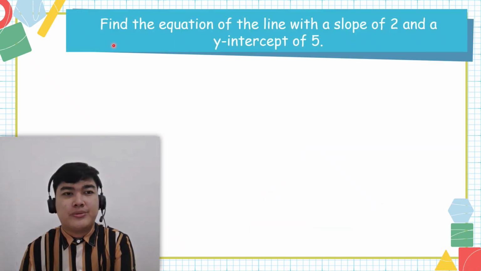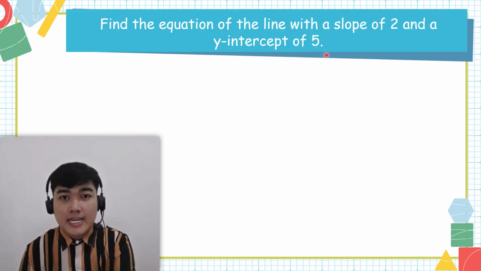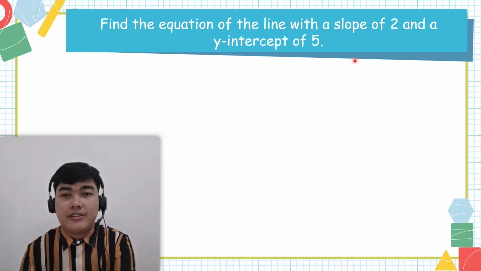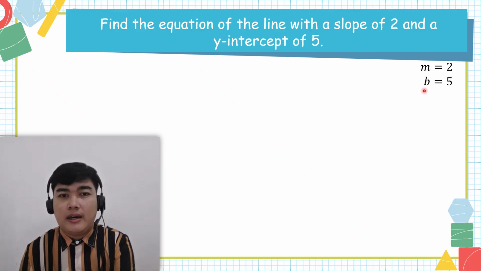Example number 2. Find the equation of the line with a slope of 2 and a y-intercept of 5. In our problem, the givens are m equals 2. Slope is represented by small m, and we have a y-intercept of 5, and that is represented by small b.